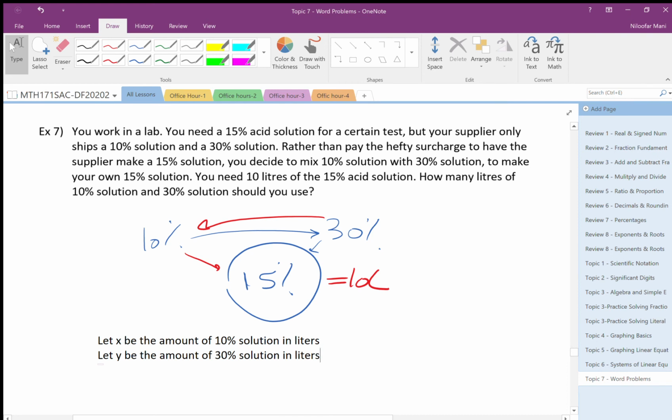Remember, do not write x is 10%, y is 30%. Then I ask, what do you mean? Your sentences must be informative enough.